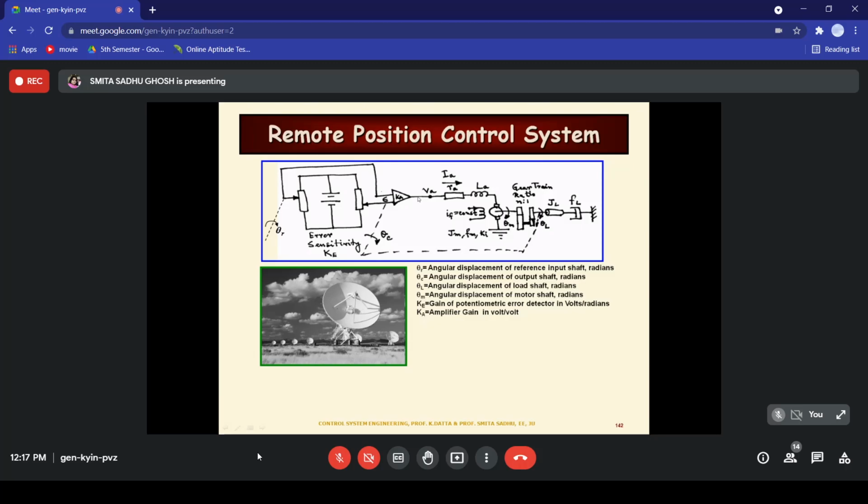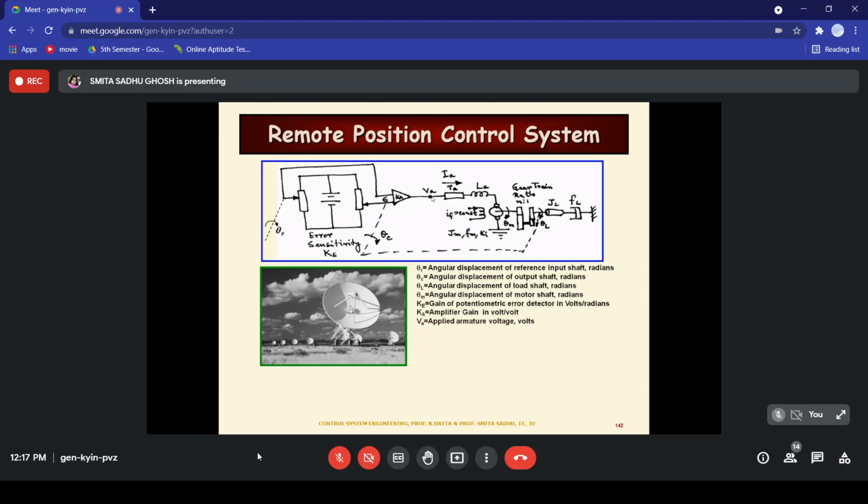I'll reframe that sentence. The gain of the amplifier is KA. The output is in volts, the input is in volts. So the gain is going to be in volts per volt, implying that the output is in volts and the input is also in volts. The gain is a simple constant, KA, and if you consider the units of the output and input, both are in volts. So that is why it is mentioned like this.